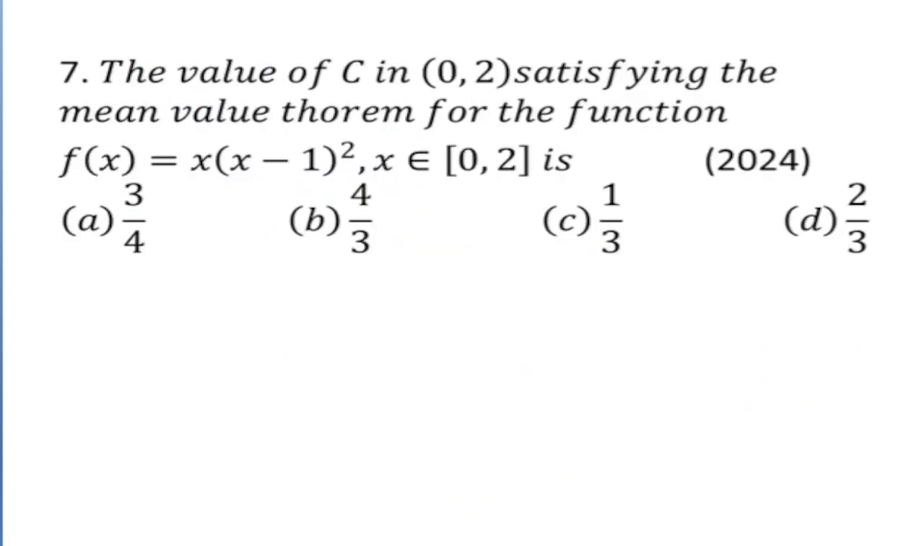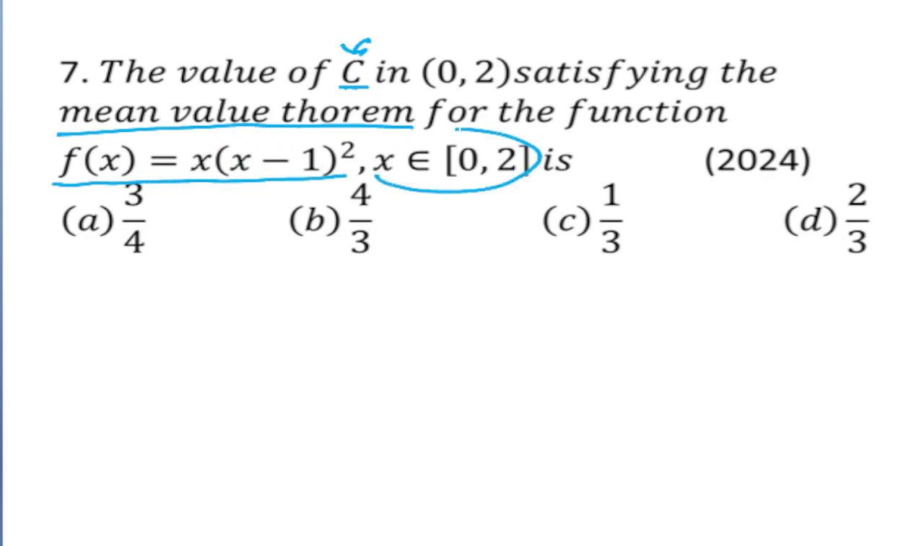Let us move on to the next question, friends, which is the last question in this question paper. We have to find a value of c in (0, 2), which lies between 0 and 2, satisfying the mean value theorem for the function f of x equal to x times (x minus 1) whole square.